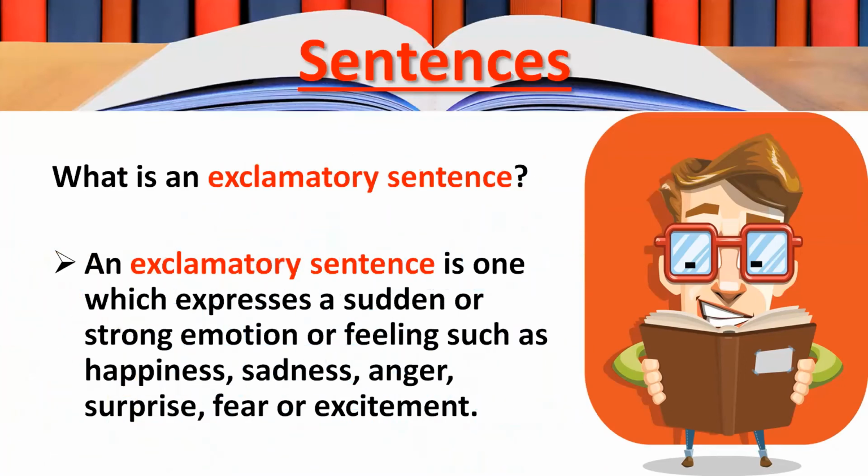Last type of sentence is the exclamatory sentence. An exclamatory sentence is one which expresses a sudden or strong emotion or feeling such as happiness, sadness, anger, surprise, fear, or excitement. It's a sudden feeling that you are expressing. Like suddenly if you are feeling sad, you say, oh, I have lost the match. That is a feeling of sadness. Or when you have won the match, hooray, we have won the match. So these are sudden feelings, and to show these we use exclamatory sentences.